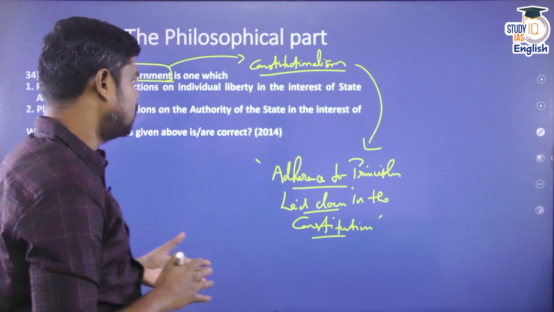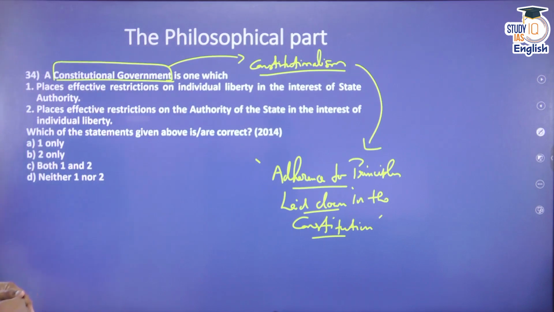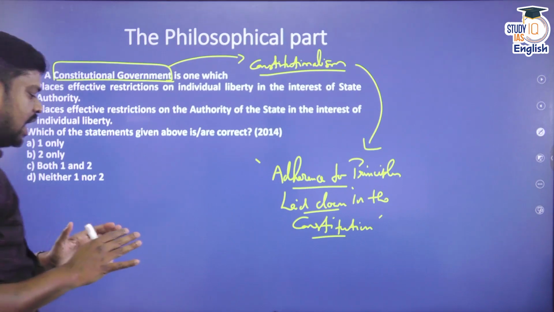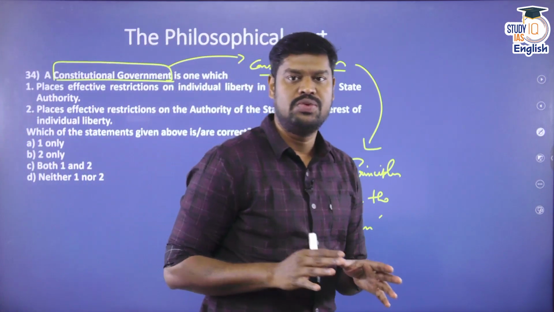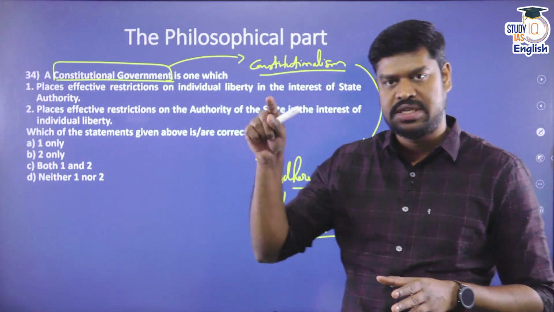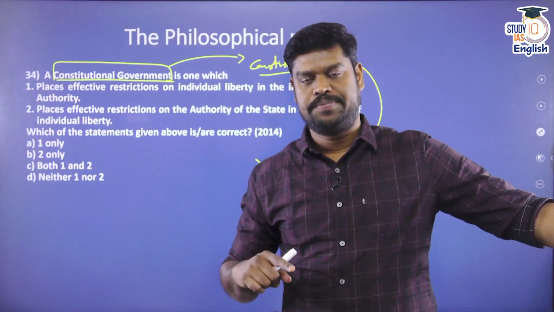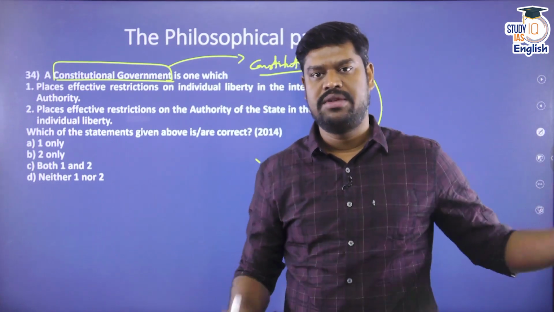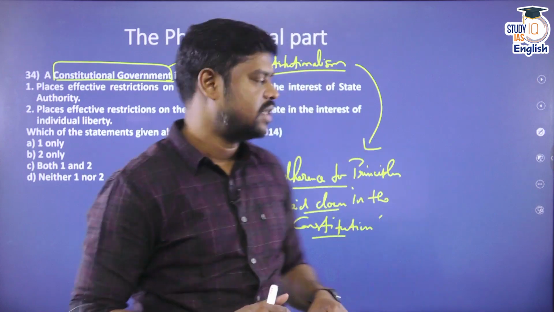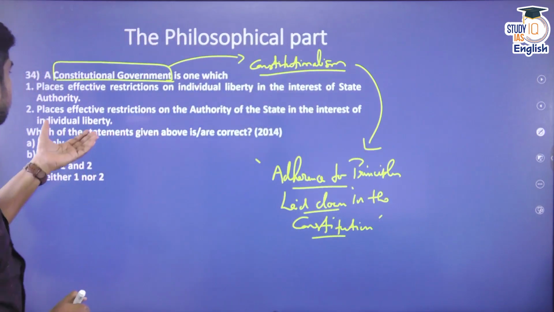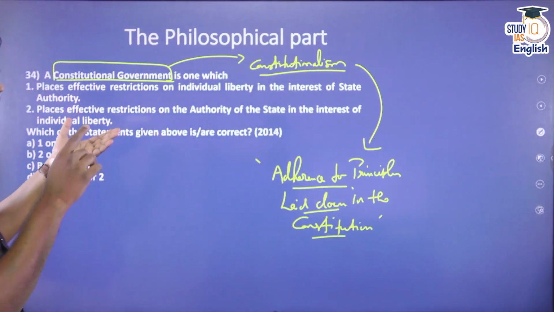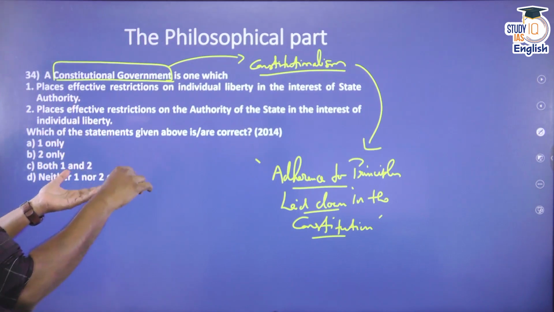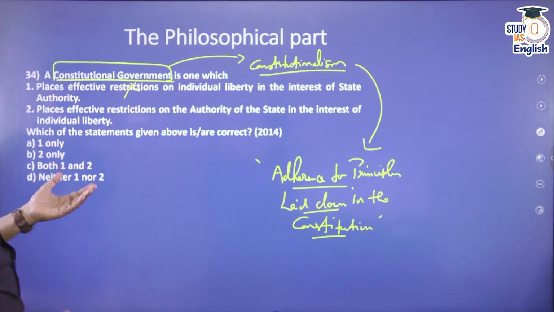So what will lead to a constitutional government? Statement 1: places effective restrictions upon the individual liberty in the interest of the state. No. A constitutional government places effective restriction upon the state in the interest of the people. If there is no restriction upon the powers of the state, it is so powerful it can deprive the rights of the people. That is the understanding you should have. It places restriction not upon the individual's liberty but rather on the state. So you can eliminate this statement.